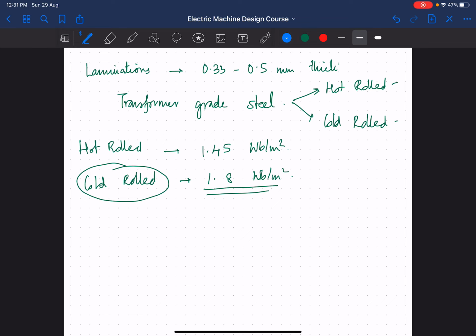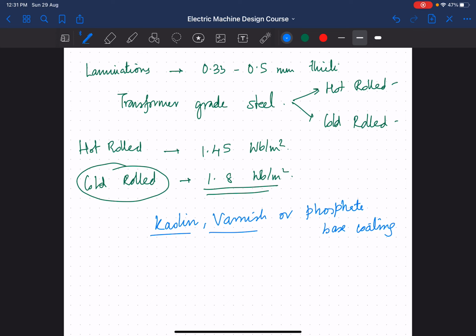Then on top of these laminations there is a coating of materials known as kaolin, varnish, or phosphate base coating. These coatings are applied on each laminate, and then another layer is put on top.